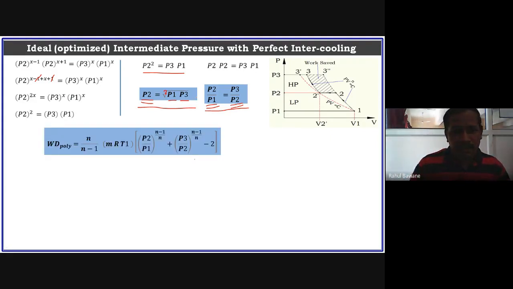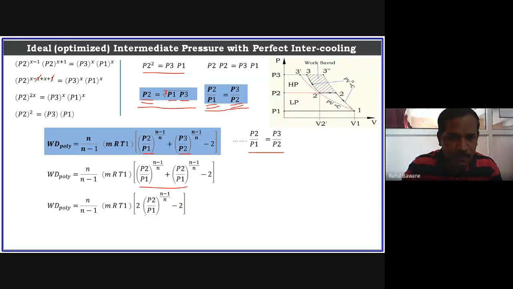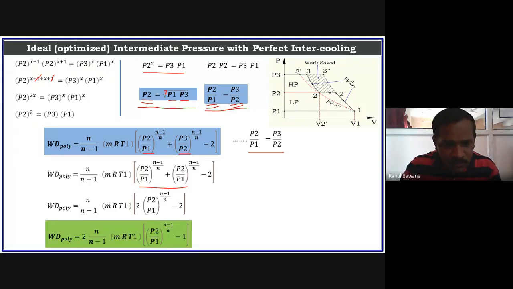Now come back to our work done. Our work done was this one final formula, where stage 1 pressure ratio, stage 2 pressure ratio. Now here we come to know that P2 upon P1 is equal to P3 upon P2. So we can replace this value again by P2 upon P1. So we get P2 upon P1, and the second term also P2 upon P1. So it is nothing but twice: twice P2 upon P1 and minus 2. So if I take 2 common, n upon n minus 1, MRT1, P2 upon P1.